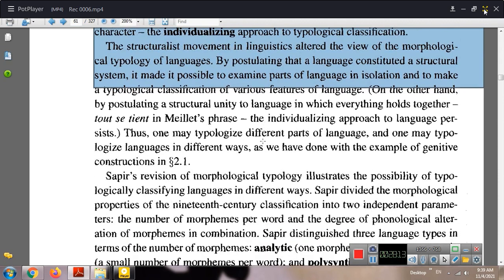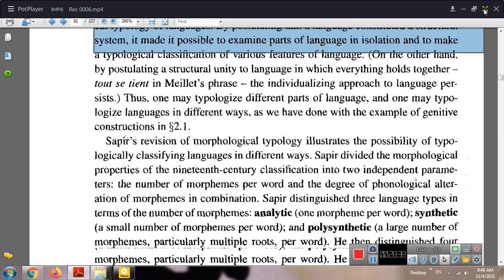The structuralist movement in linguistics altered the view of the morphological typology of languages. By postulating that a language constitutes a structural system, it made it possible to examine parts of language in isolation and to make a typological classification of various features of language. Thus, one may typologize different parts of language, and one may typologize languages in different ways, as we have done with the example of genitive constructions.